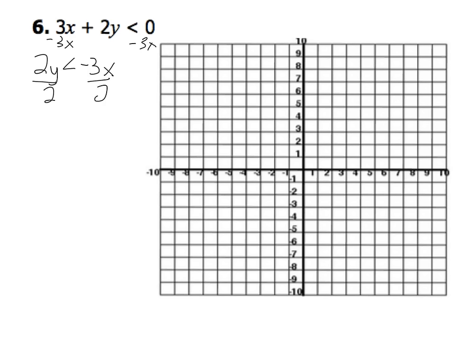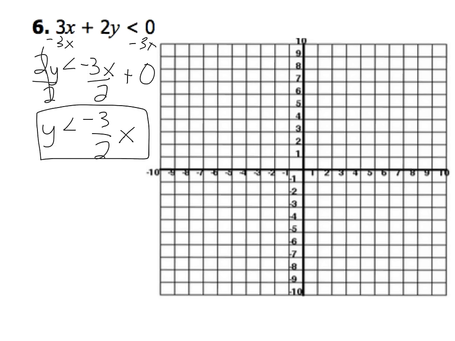So divide that by 2. You can add the 0 if you want, it really doesn't matter. y is less than -3/2 x. And because I divided by a +2 there, guys, I don't need to flip my sign. But this is the same as equations with inequalities. If I were to divide by a negative number, you would have to flip your sign, so be careful with that. So here's my new equation in slope-intercept form.